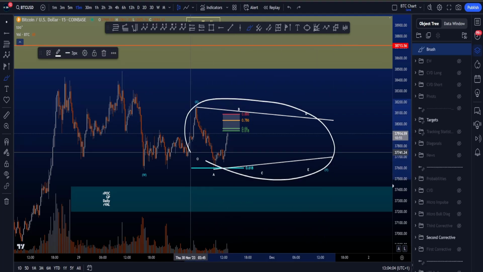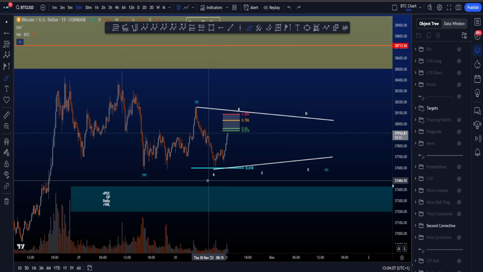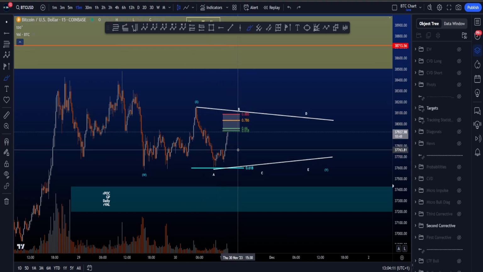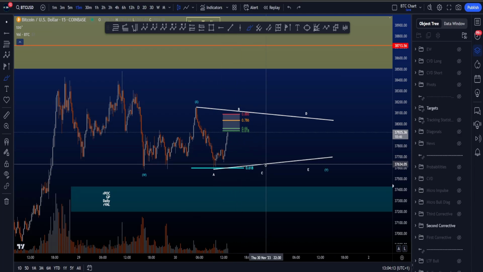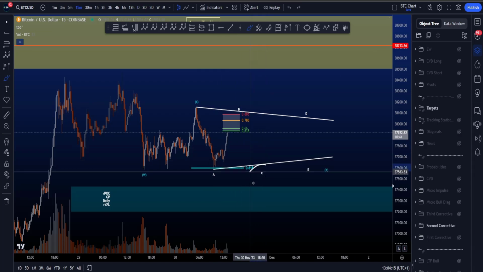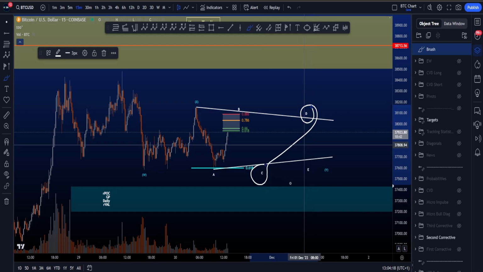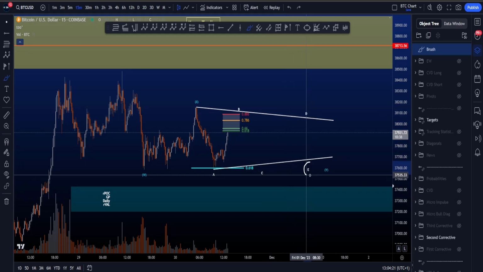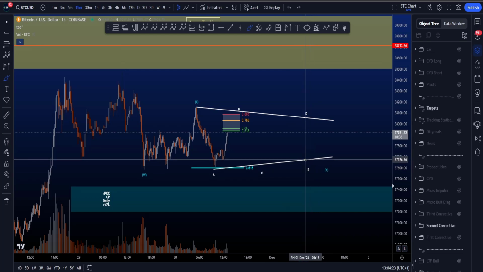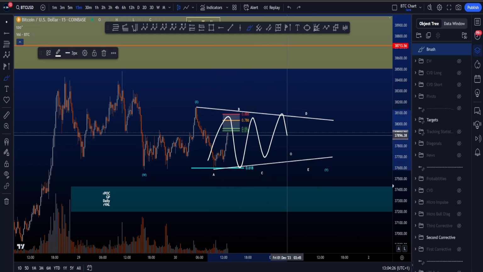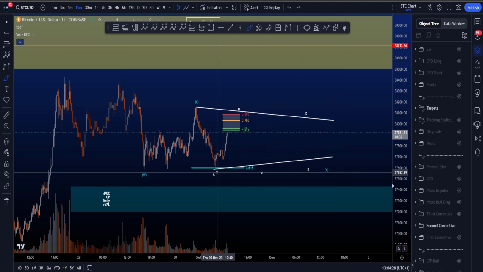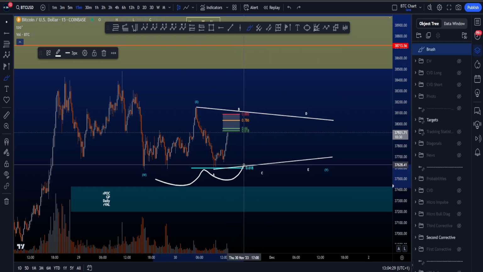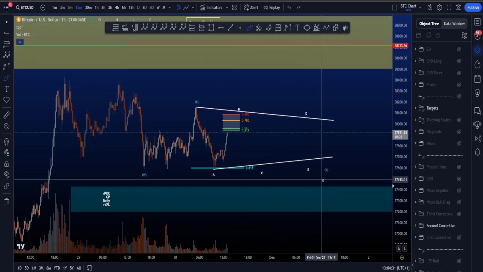4 out of the 5 waves in this triangle have to be a zigzag structure, and wave A and wave B are most commonly simple zigzag structures. And if there is one wave that is more complex, usually it's wave C or wave D turning into a double or triple zigzag, or maybe even wave E into a triangle of its own. Now after this sideways structure, we expect price to move up, and preferably we also like to see bullish CVD divergences building as price is creating higher lows.